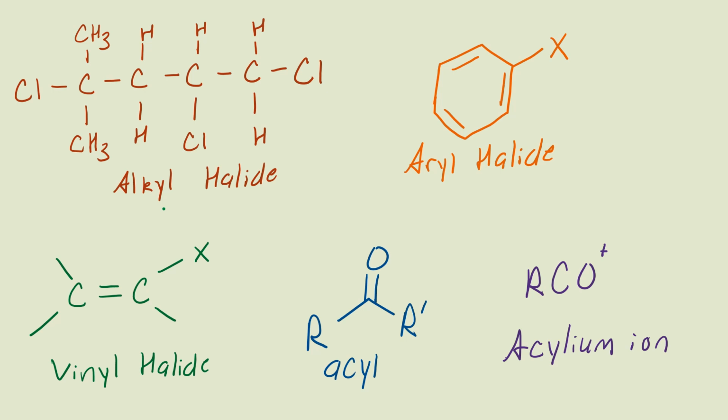Acyl groups have the general formula RCO. It will have a double bond on an oxygen. It looks similar to a ketone because a ketone is an acyl group. An acylium ion is a cation with the general formula RCO+.